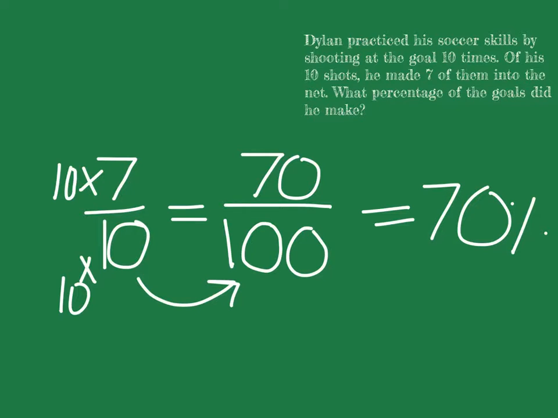In both of our representations, we got that Dylan made 70% of the goals he shot.